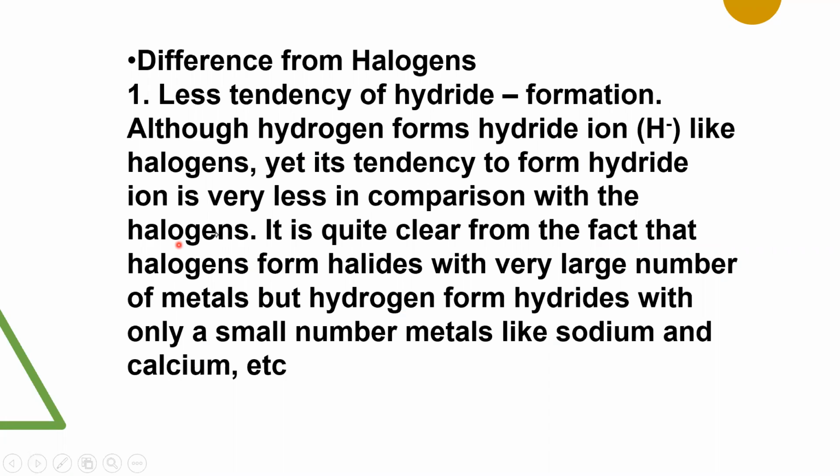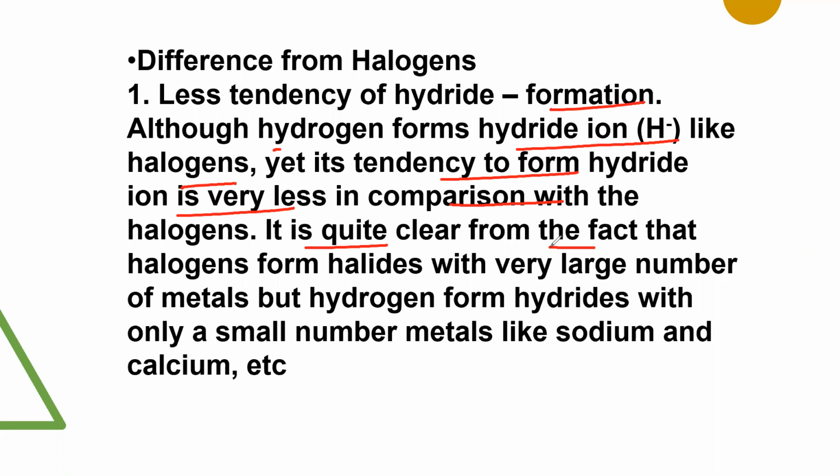Next, we have differences between hydrogen and halogens. In what way are they different? Mainly three. First, less tendency to form hydride. Although hydrogen forms hydride ion, H minus ion, like halogens, yet its tendency to form hydride ion is very, very less in comparison with the halogens.